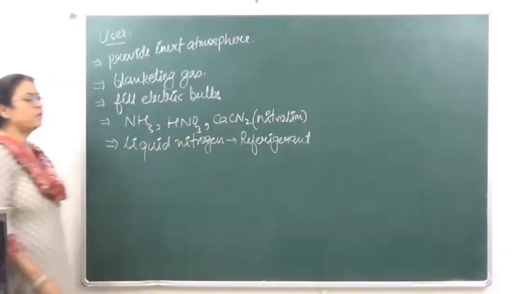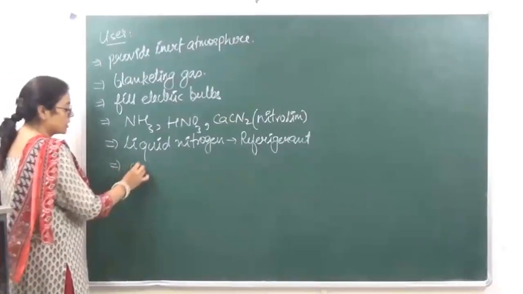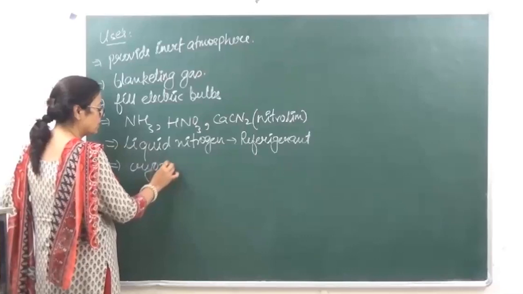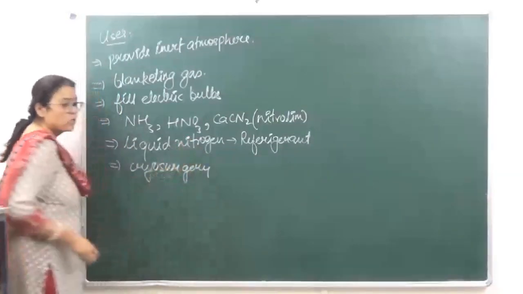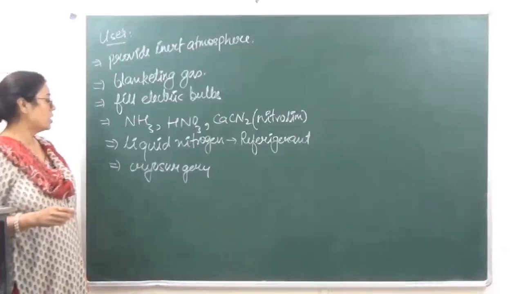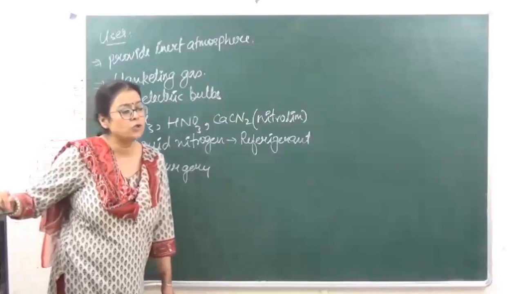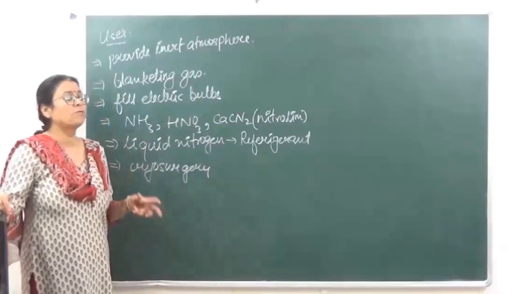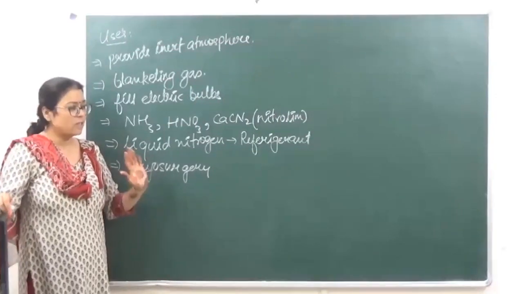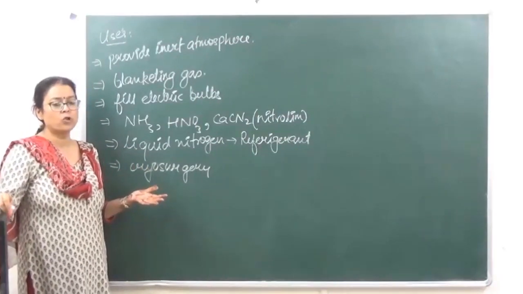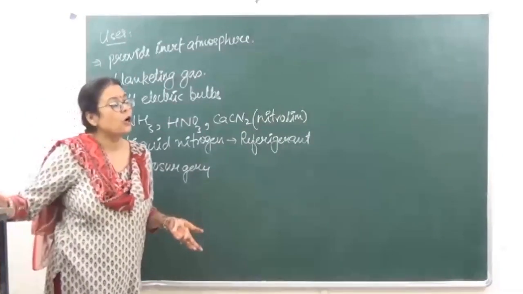Liquid nitrogen will be used as a refrigerant, and also liquid nitrogen is used for cryosurgery in gynecological problems. Cryosurgery is generally used to decrease the temperature of the body part to such an extent that even if scraping of certain portions of that particular skin is taken out, it is not felt.